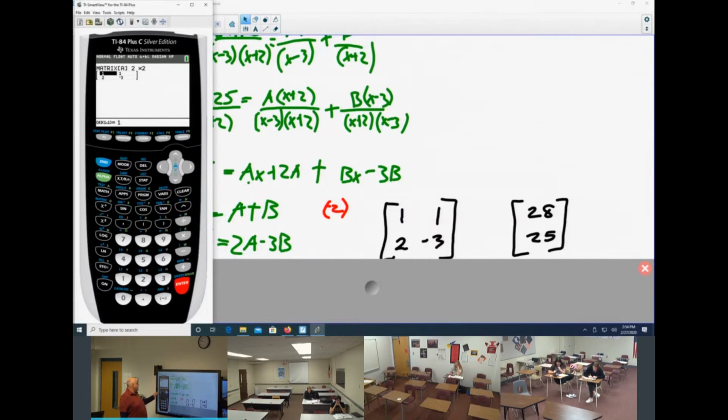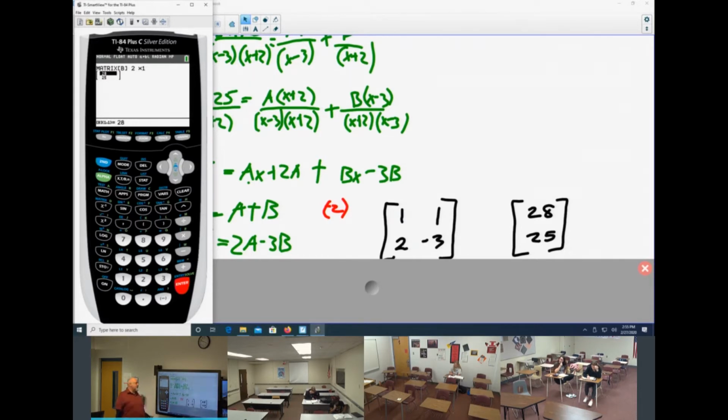So quit out of that matrix. Second quit, second matrix, and then we're going to edit, and we want to put this one in for matrix B. Okay, so this is a 2 by 1 matrix. So 2 by 1. And so 28 and 25. Okay, so now I have both of these matrices in my calculator.